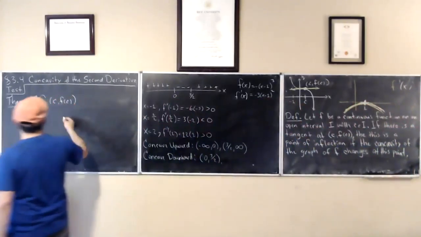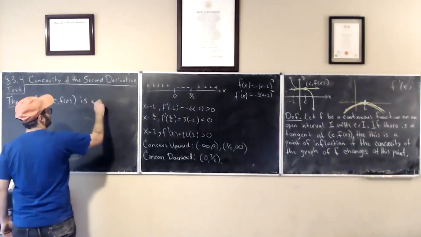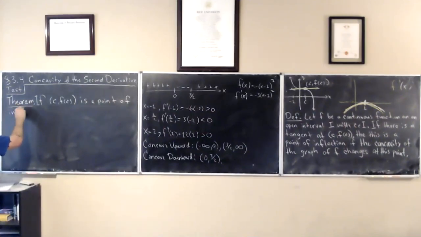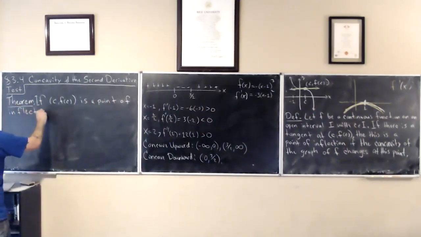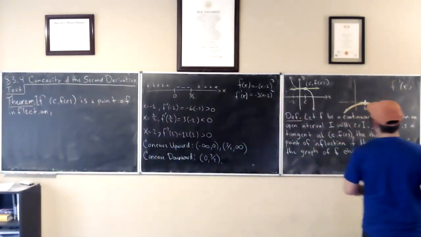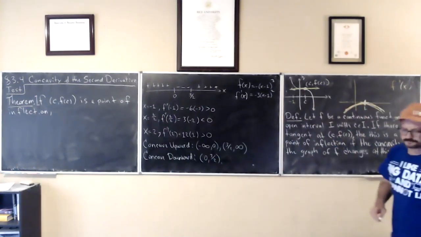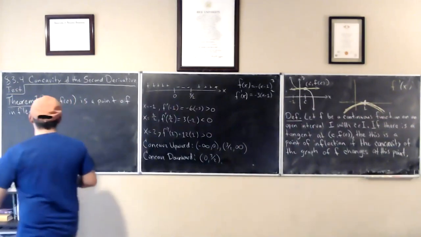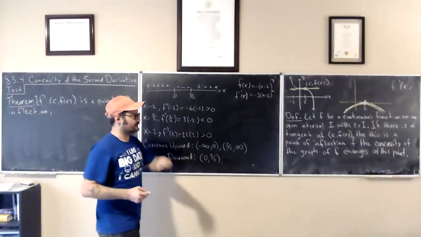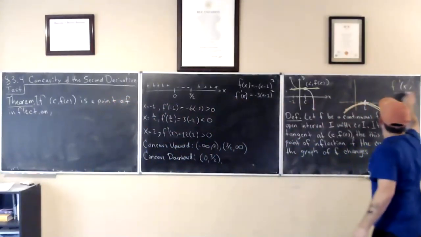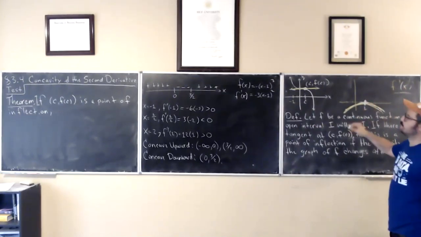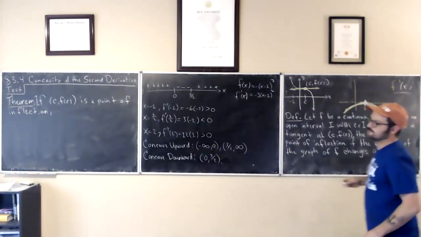So if (c, f(c)) is a point of inflection, then c should be a critical number for the first derivative. And we know if we have a critical number of a function, then its derivative is either zero or doesn't exist. So since we're considering the first derivative, what are the critical numbers of the first derivative? Or what are the extrema of the first derivative? Where do we go from increasing to decreasing, or vice versa?